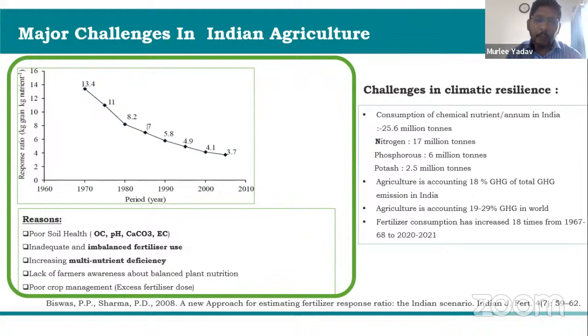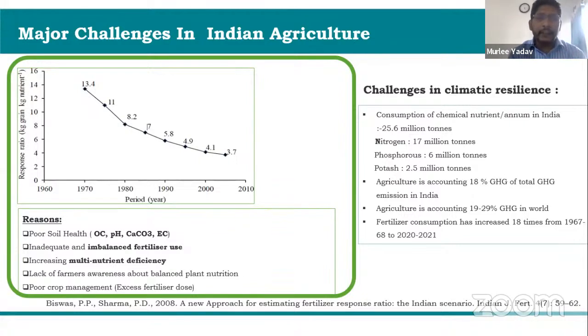If we talk about pH, most of the soil pH is more than 7.5, especially in the west and south. The pH of the soil is becoming high, more than 7.5. If soil pH is more than 7.5, so many nutrients will not be available to the plant. So this is one of the reasons the response ratio is coming down. And if you talk about calcium carbonate level, it is going up. If calcium carbonate level goes up, nutrient response ratio will be down. We talk about EC. EC is going up day by day. If EC is more, then nutrient response ratio will go down.